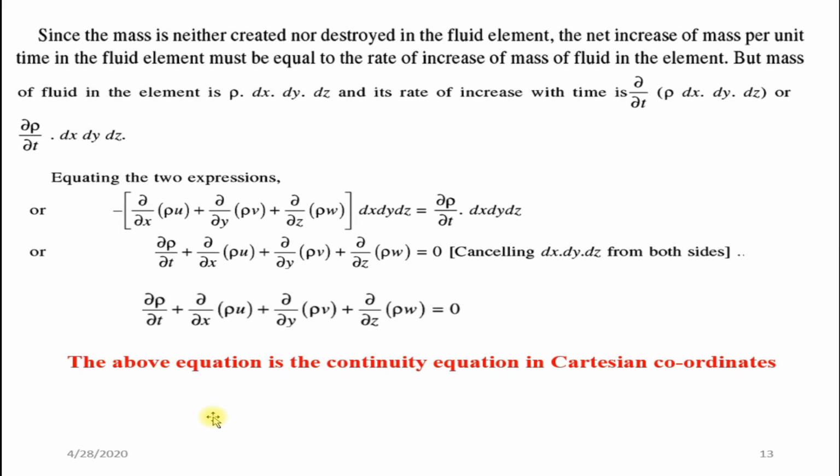Now, according to the conservation of mass principle, mass can neither be created nor be destroyed in the fluid element. Therefore, the net increase of mass per unit time in the fluid element must be equal to the rate of increase of mass of the fluid element. The mass of the fluid element is what? Rho into dx dy dz. Because density is equal to mass by volume, so mass is rho into volume.